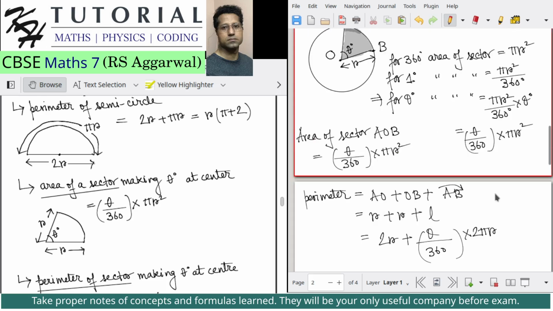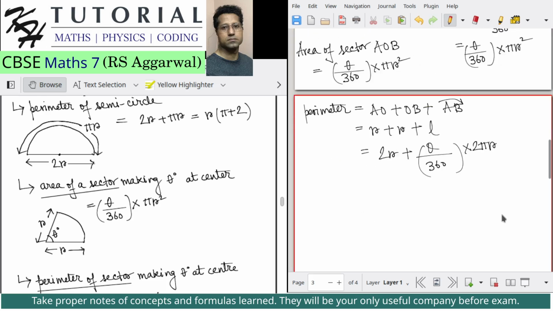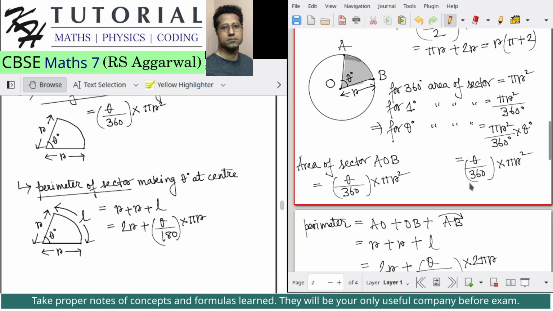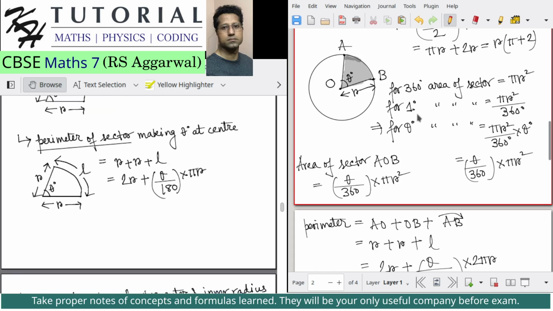So this is the perimeter of the shaded region, equal to twice R plus, if you simplify, 2 will cancel 360 with 180, so this will be theta by 180 multiplied by pi r. So this is the formula for the perimeter of the shaded region, that is the sector which makes an angle theta degree at the center of the circle of radius r. Okay, so this was about area and perimeter of a sector.